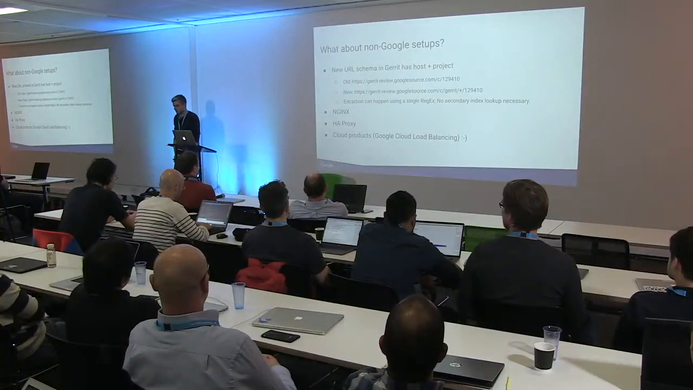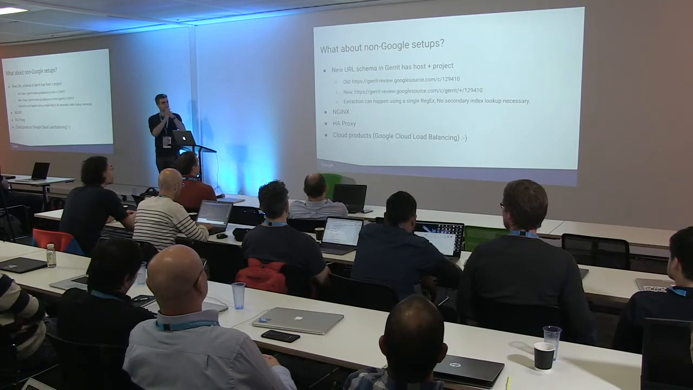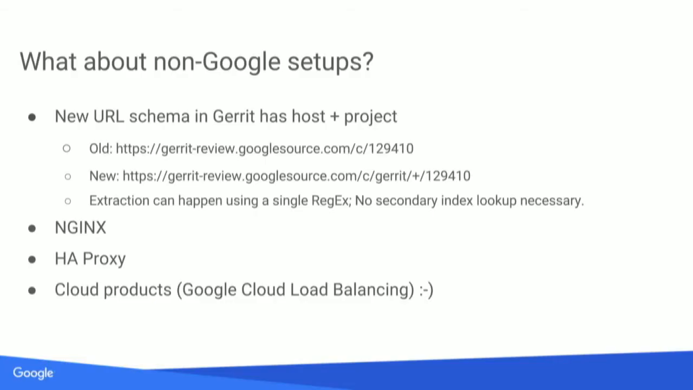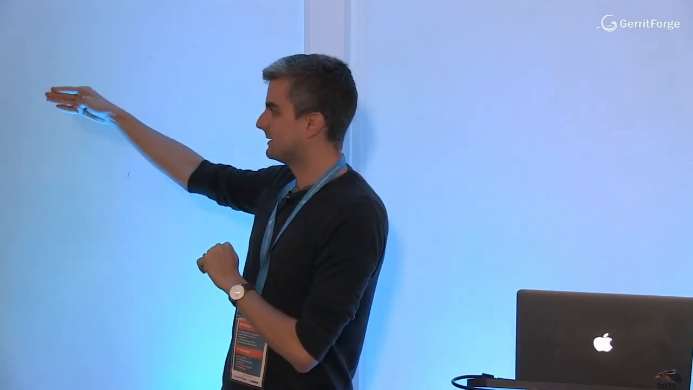Right. So the question is, how do we do this in a non-Google setup? And there are actually plenty of options. With the new Gerrit release in 2.15, we adapted to a new URL scheme. And that new URL scheme includes the project name in the whole URL. So previously, you would have gerritreview.google.com/c/ and a number.